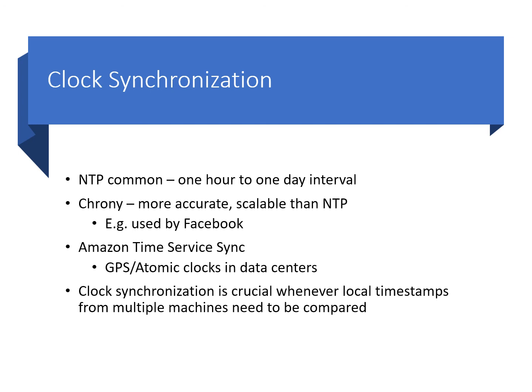There are other time services that provide higher accuracy than NTP. Chrony supports the NTP protocol but provides a much higher accuracy and greater scalability than NTP. This is the reason it's been adopted by Facebook. Amazon has built the Amazon Time Service by installing GPS and atomic clocks in data centers. This service is available for free to all AWS customers.